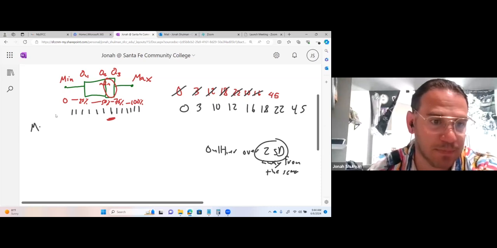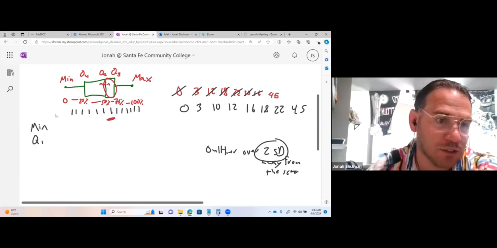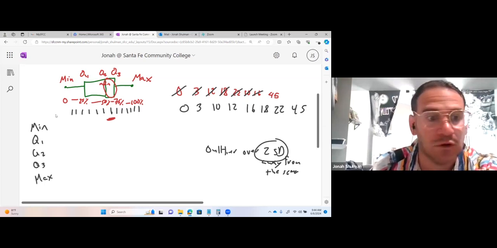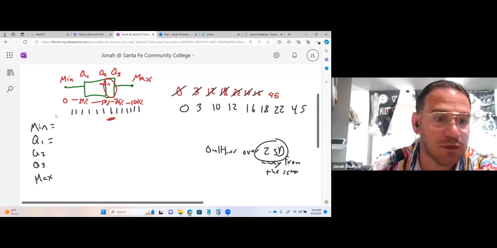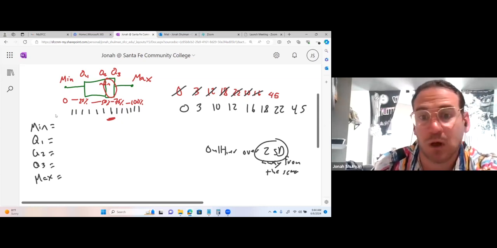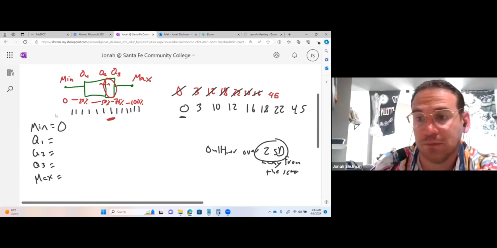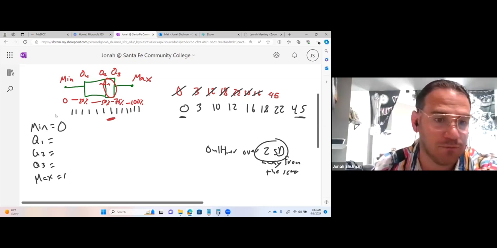All right, so things you need to make it. We need our minimum. We need our Q1. We need our Q2. We need our Q3. We need our max. We get other stuff too, but this is the stuff that we pretty much need to make the box plot. Minimum, smallest number. There she is, 0. Our maximum, biggest number, 45.